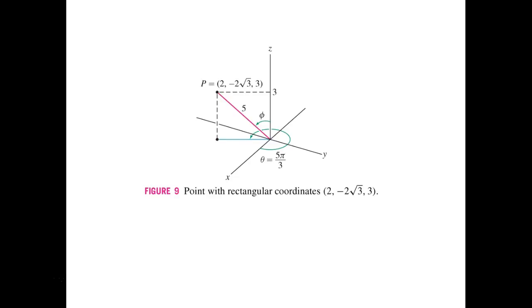No, I'm sorry. This is positive x, but negative y. That puts you in the fourth quadrant. So that would be 2 pi minus pi thirds. So that's how you get your theta there.